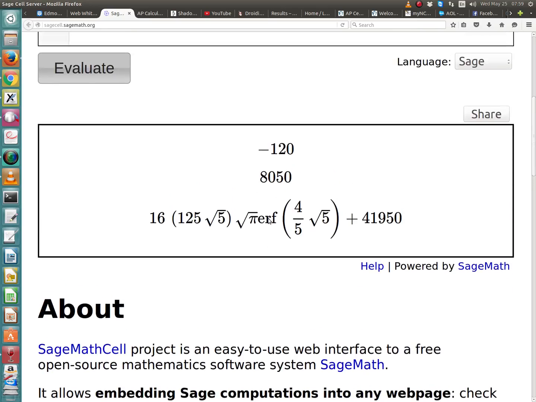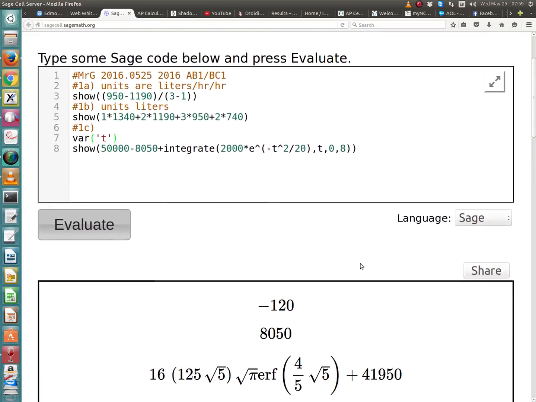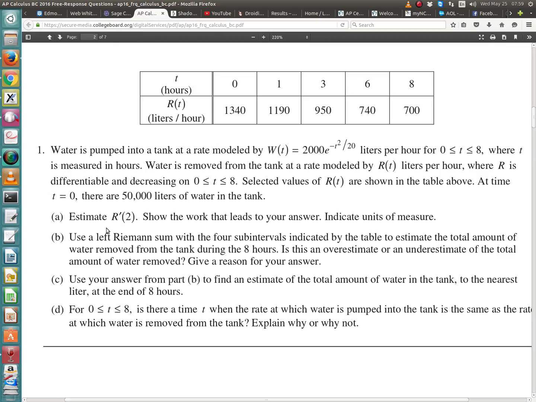All right, now it uses what's called the IRF function. Okay, so that's the exact answer, but they don't want an exact answer here. They want this to the nearest liter, didn't they? Right? Look at the question. Give me the answer to the nearest liter. So you want this numerical, right?